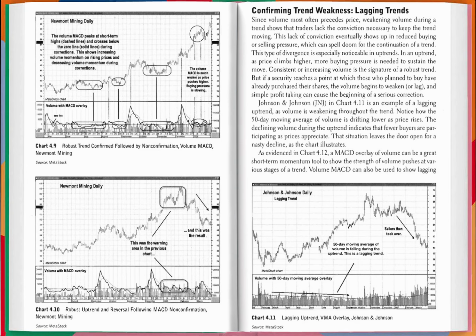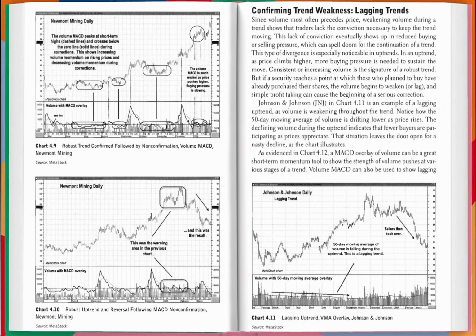This type of divergence is especially noticeable in uptrends. In an uptrend, as price climbs higher, more buying pressure is needed to sustain the move. Consistent or increasing volume is the signature of a robust trend. But if a security reaches a point at which those who plan to buy have already purchased their shares, the volume begins to weaken or lag, and simple profit-taking can cause the beginning of a serious correction.